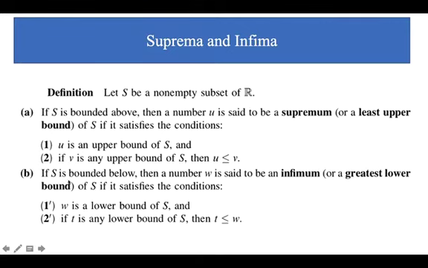And the greatest lower bound, or infimum: if S is bounded below, then a number W is said to be an infimum or greatest lower bound of S if it satisfies the conditions. Condition 1: W is a lower bound of S. Condition 2: if T is any lower bound of S, then the value of T is less than or equal to that lower bound W.